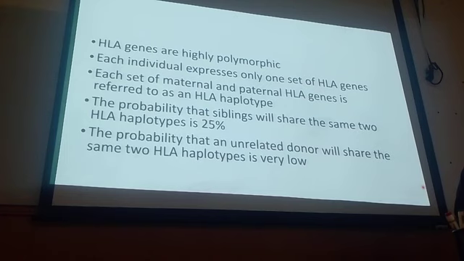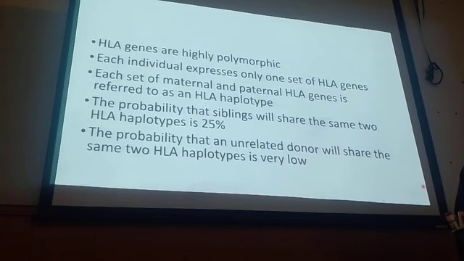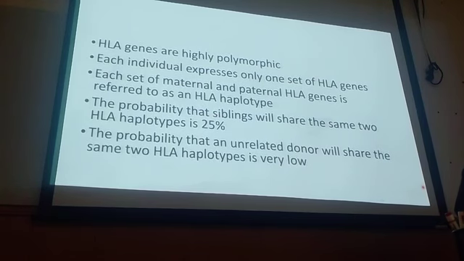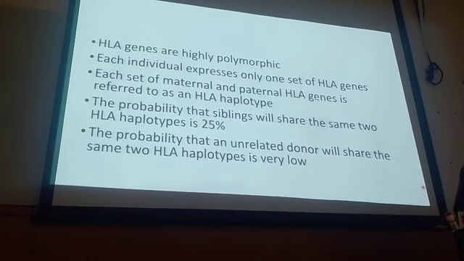HLA genes are highly polymorphic. Each individual expresses only one set of HLA genes. Each set of maternal and paternal HLA genes is referred to as an HLA haplotype. The probability that siblings will share the same two HLA haplotypes is 25%. The probability that an unrelated donor will share the same two HLA haplotypes is very low. It's very important for bone marrow transplantation.